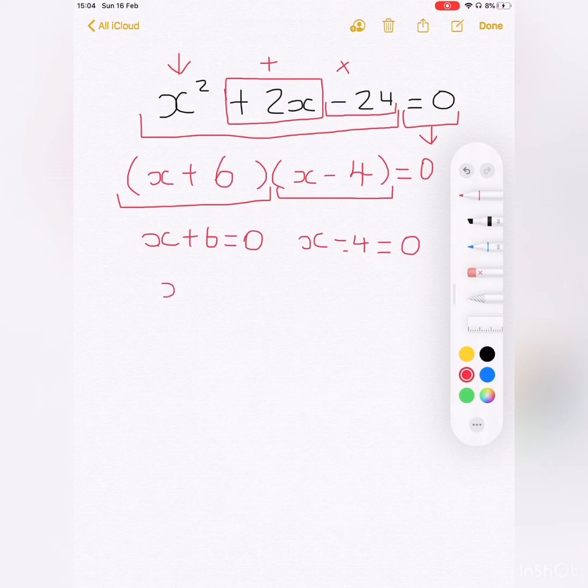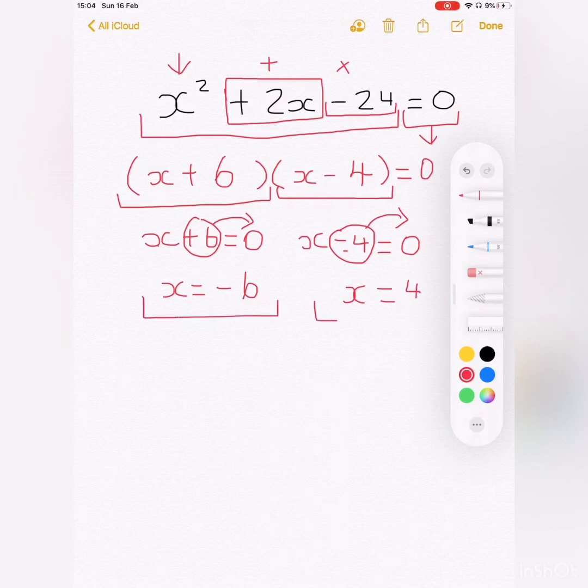Now remember, to get x equals, we move everything away. So we're going to move this plus 6 over, and it becomes a minus. And this one, it is negative 4. So when we move it over, x becomes positive 4. So those are our two options.